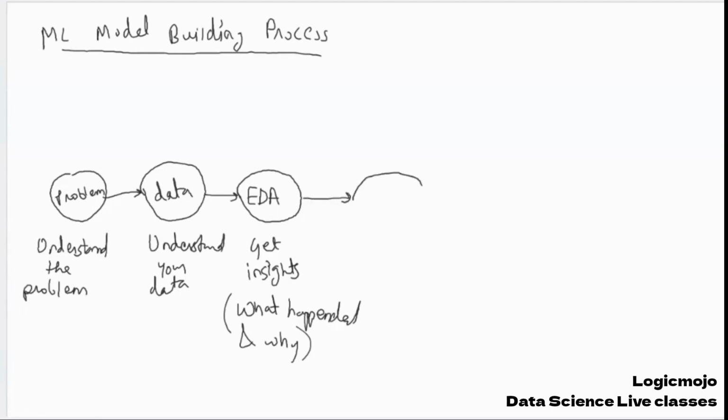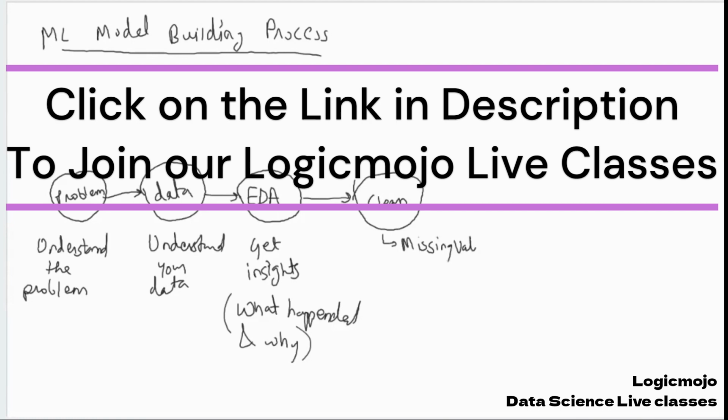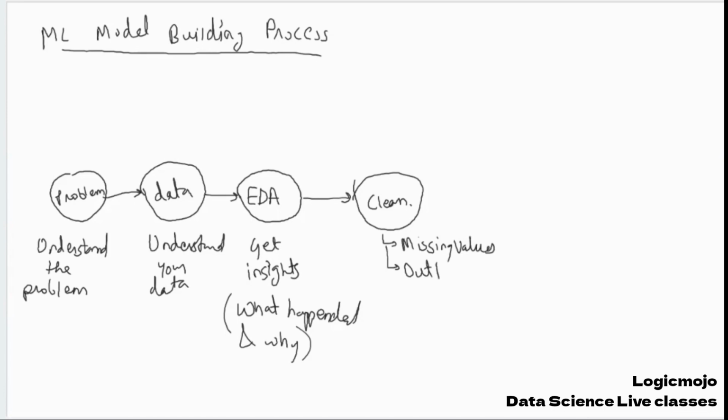Then you clean your data. Now cleaning includes a lot of steps. So cleaning includes, first, missing values, then outliers, dealing with outliers. Then this is basically correcting the distribution. We try to correct the distribution. If it's right skewed, we do some transformation to bring it to the normal distribution and so on.